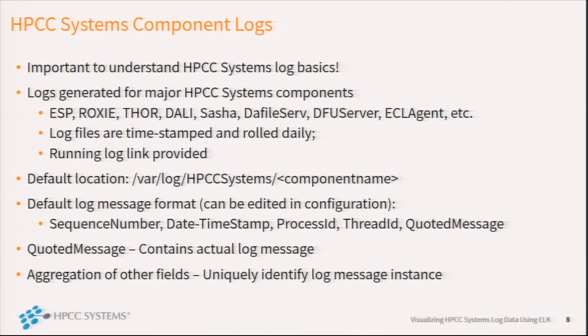The most important part of this slide is the log message, or rather the format of the log files. They can be configured to have different columns, but 99% of all the logs that I've encountered follow the standard or the stock format, which is a sequence of space-delimited columns with a starting sequence number, a date timestamp, a process ID, a thread ID, and then a quoted message. That quoted message is what we're after. That contains the actual log message. That's the actual event that we're tracking. And then the aggregate of the other fields can be used as a key to uniquely identify that message. Okay?